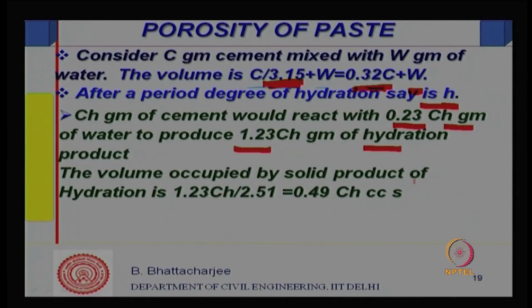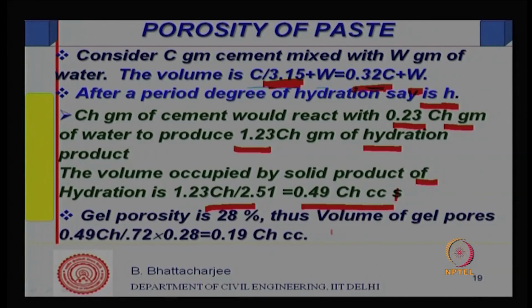The volume occupied by the solid product of hydration therefore is 0.49 Ch cc. The same calculation follows, because 1.23 grams occupied 0.49, and Ch is the amount of cement that is reacted. Gel porosity is 28%, thus the volume of gel pores would be 0.19 Ch. The same calculation is being repeated, only now I add Ch with it, whereas earlier I was taking everything as 1 gram.